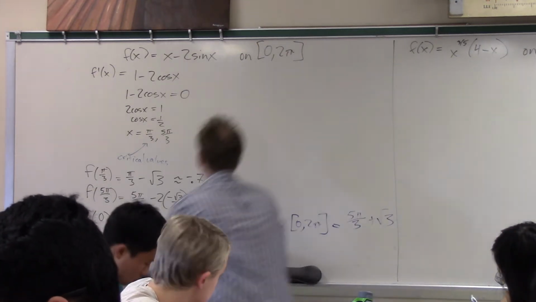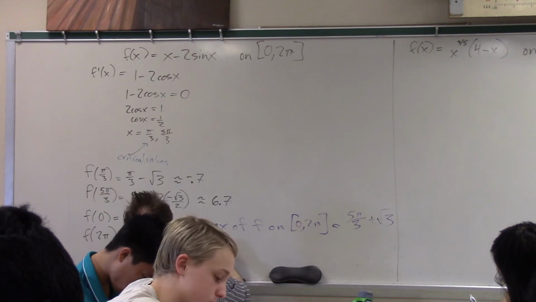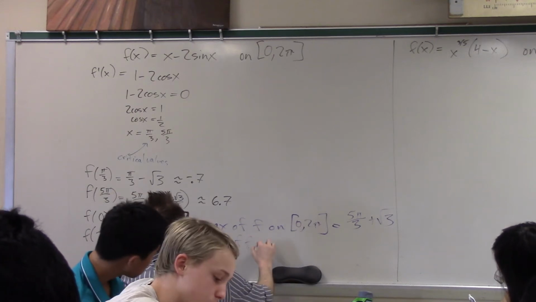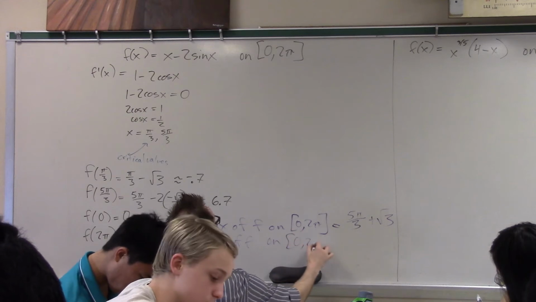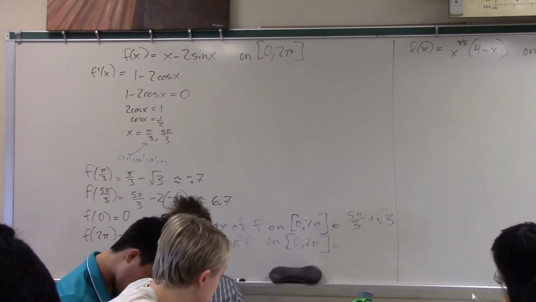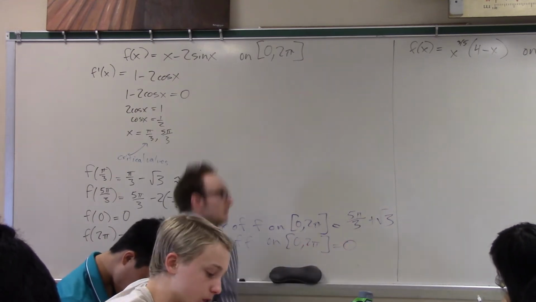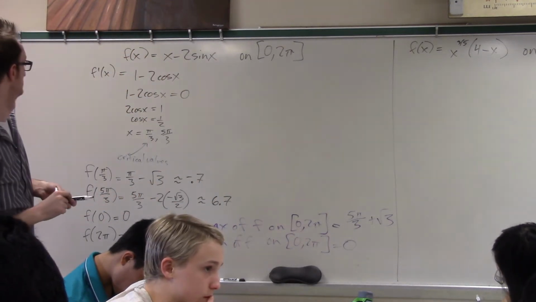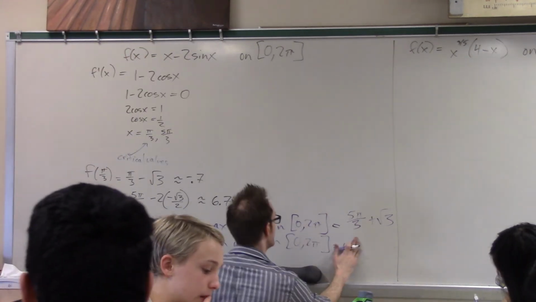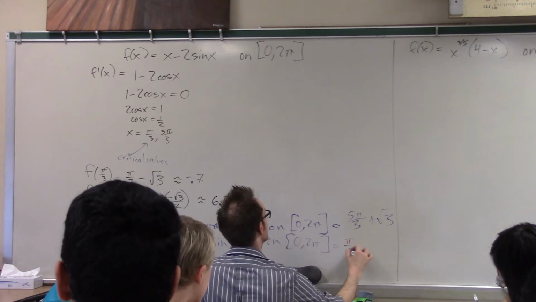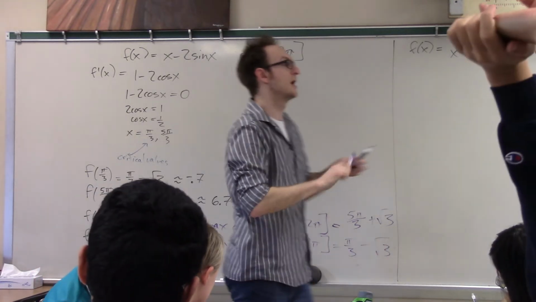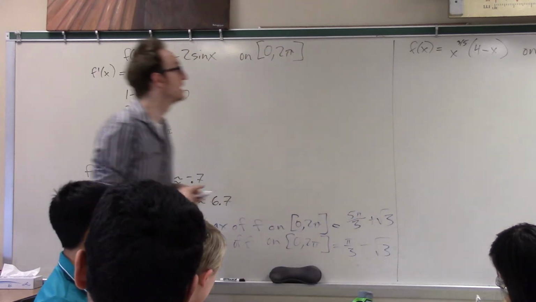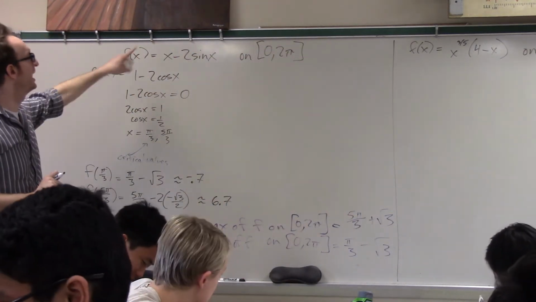Okay? And what is the absolute minimum of f on the interval 0 to 2 pi? What is it? It's just 0, yeah? Say yeah. I think? No. No, oops, sorry. It's pi over 3 minus root 3. Terrible marker. Put it all on one. So, good.